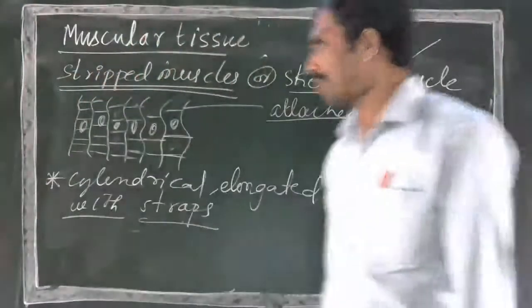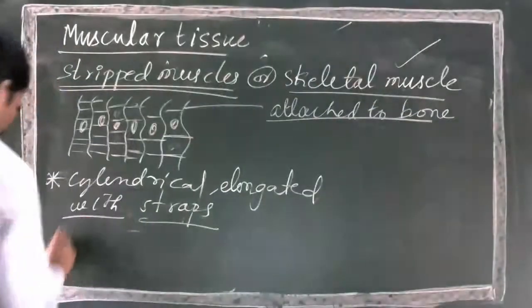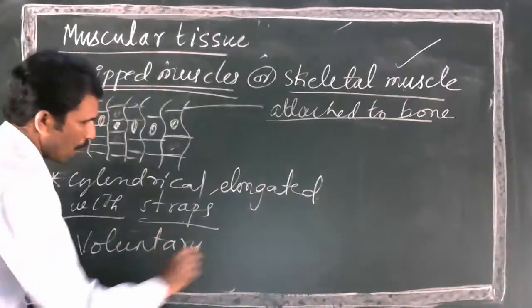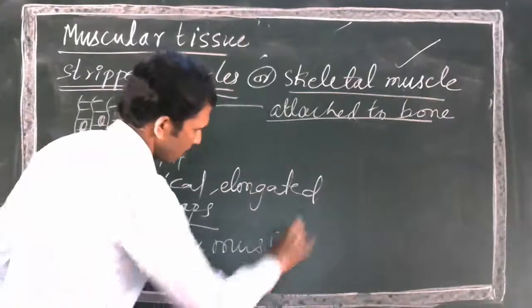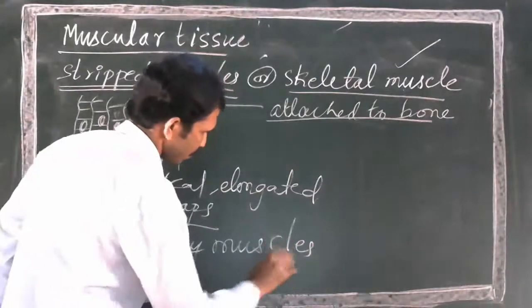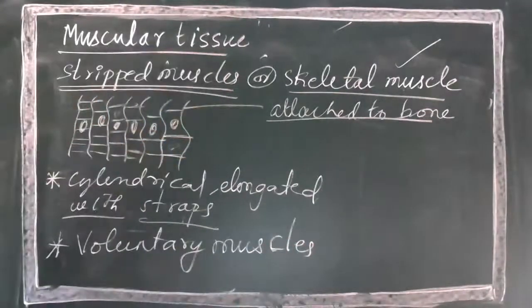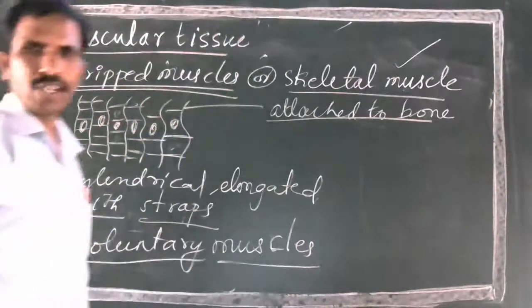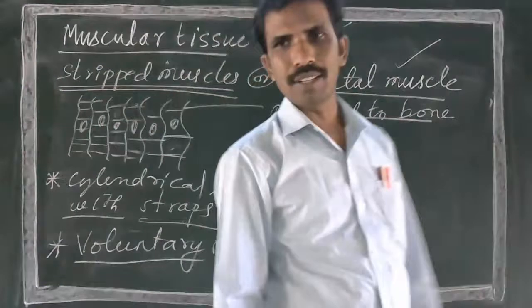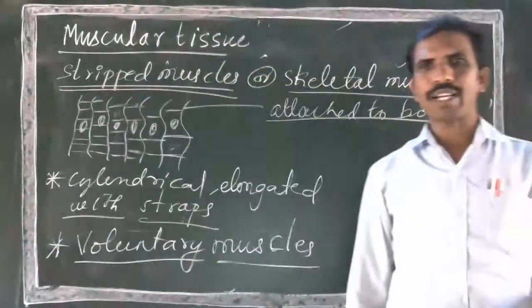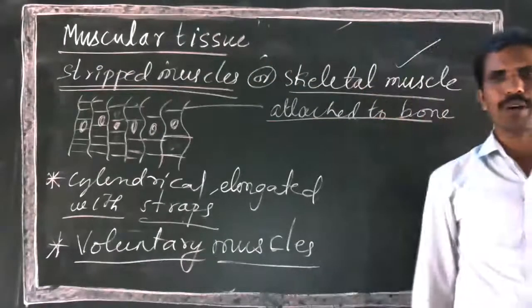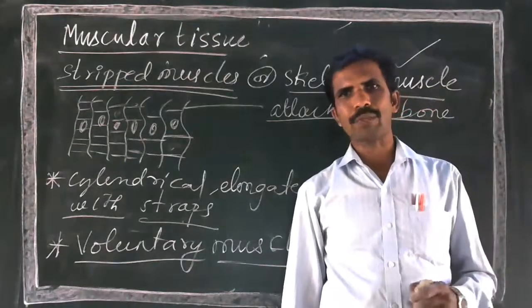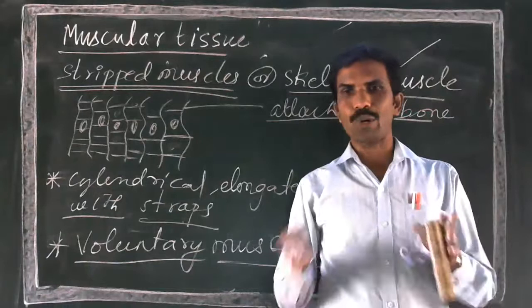These are also called voluntary muscles. Why do we call them voluntary muscles? Because they carry out the voluntary activities of the body. Voluntary means which are controlled by us.